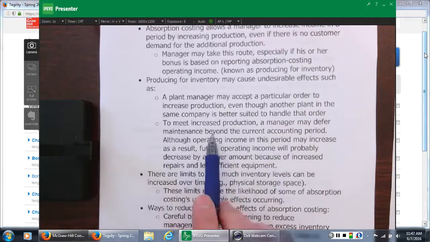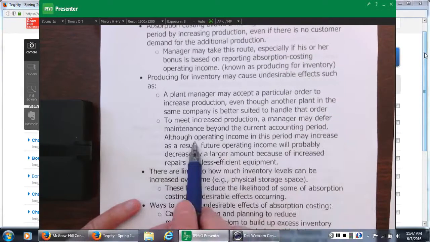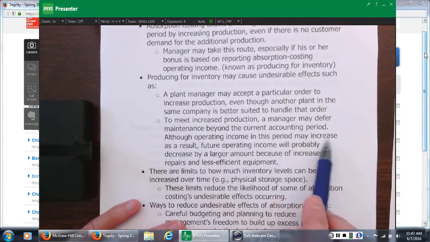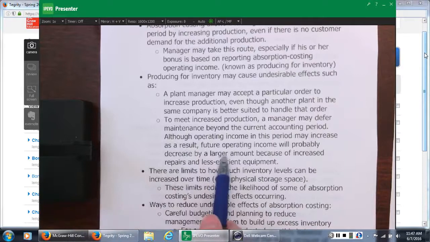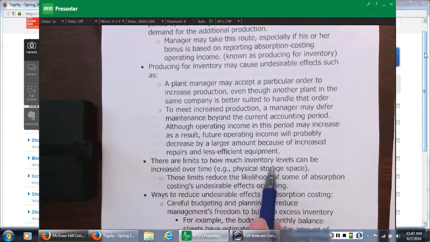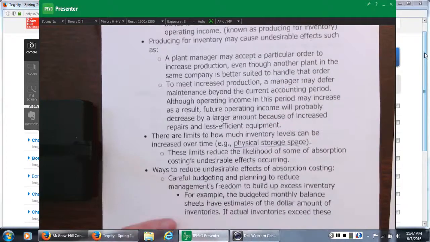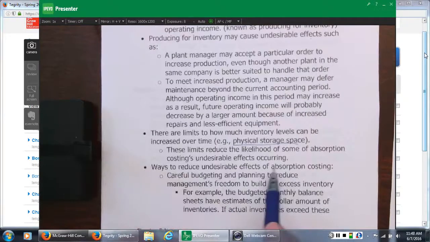To meet increased production, a manager could defer maintenance beyond the current accounting period. Although operating income in this period may increase as a result, future operating income will be decreased because we have less efficient equipment. There are also limits, and this makes intuitive sense, to how much you can overproduce because we have physical storage space. Okay? So there are some ways to reduce the undesirable effects of using full costing.